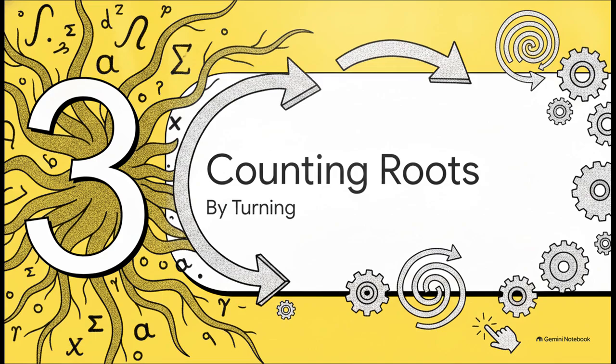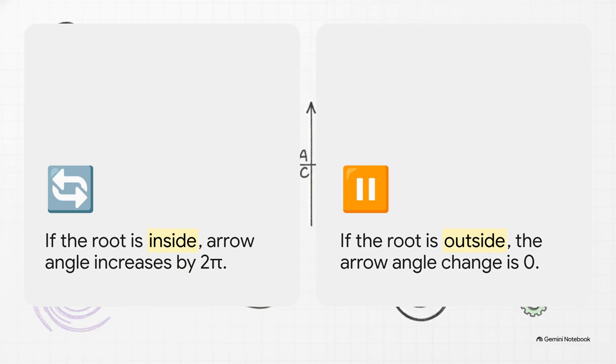Okay, section 3, counting roots by turning. This is where things get truly magical. We can count these roots without doing any hard algebra whatsoever. Think about walking your input arrow in this massive sweeping loop. If there happens to be a root trapped completely inside that path you walked, the angle of your output arrow is going to turn all the way around, increasing by a full, complete circle. But if you just walk past a root so it stays safely outside your path, your output arrow might wiggle back and forth a little bit, but it will inevitably snap back to its exact starting angle. The total net change is just 0.